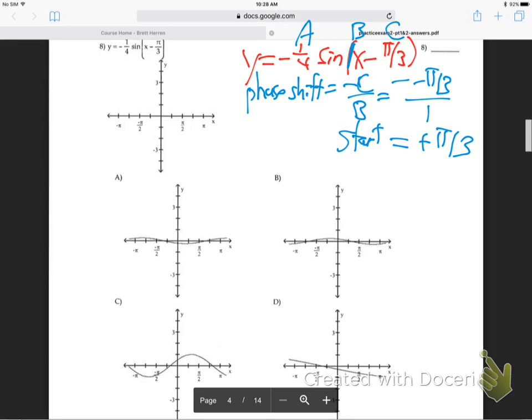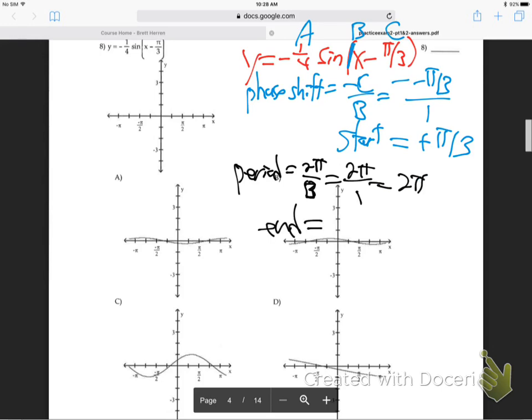All right, and then the period, 2 pi over b. What's b? b is 1. This period's just 2 pi. So where does it end? It ends at the pi over 3 plus 2 pi, right? Where you start plus the period, right? That's where the first cycle ends. You guys with me? You always want to get the beginning and end of the first cycle. So it starts at pi over 3, the phase shift, add the period.